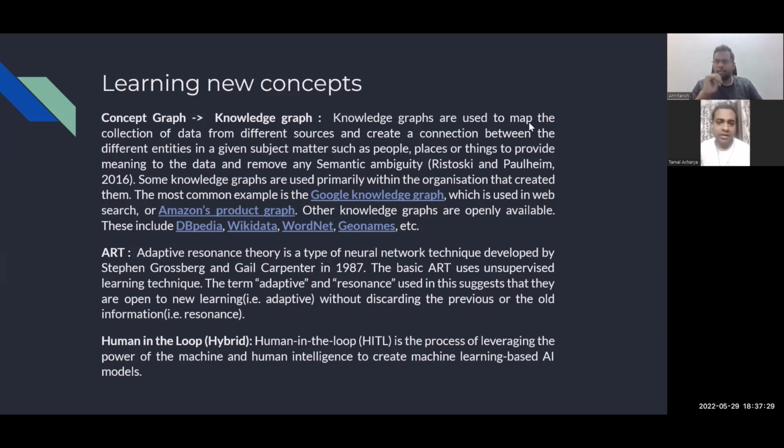ART is adaptive resonance theory. Adaptive resonance theory is a type of neural network, proposed by Grossberg and Carpenter in 1987. ART uses an unsupervised learning technique. The term adaptive means it can adapt to new learning, and resonance means it is not going to delete what it has learned previously. Now, this is a very important concept.